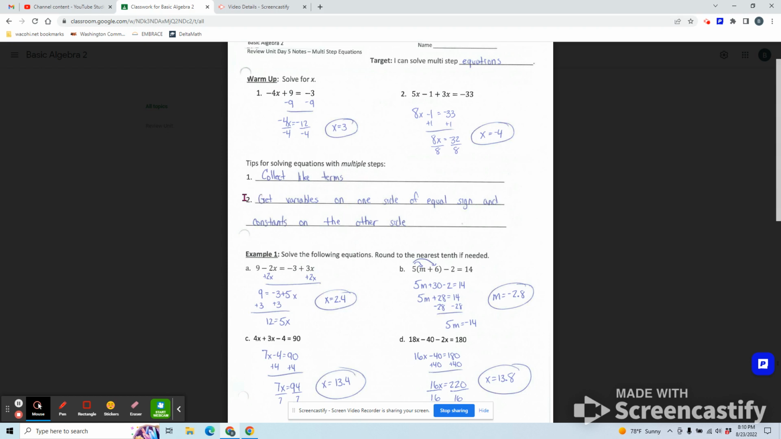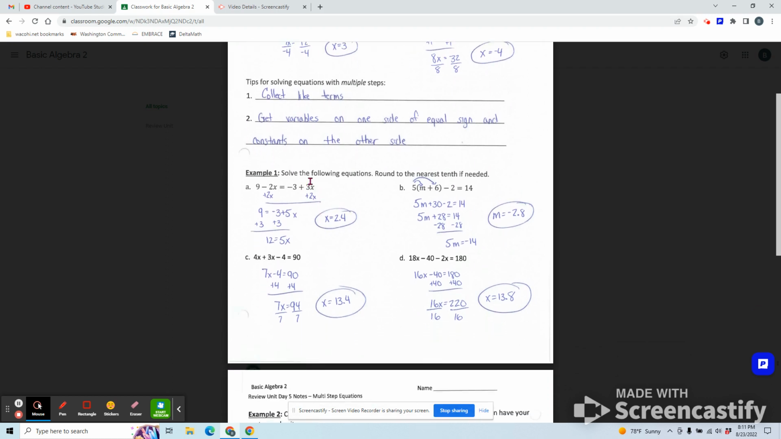And then the second one says get variables on one side of the equal sign and constants on the other. So remember, your variable is just a letter, represents an unknown number. And then the constants are just numbers. There's no letters attached to them.